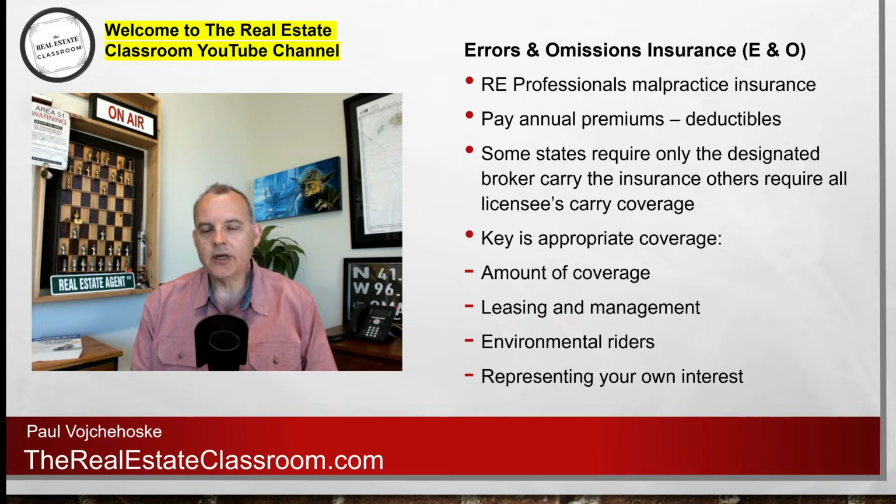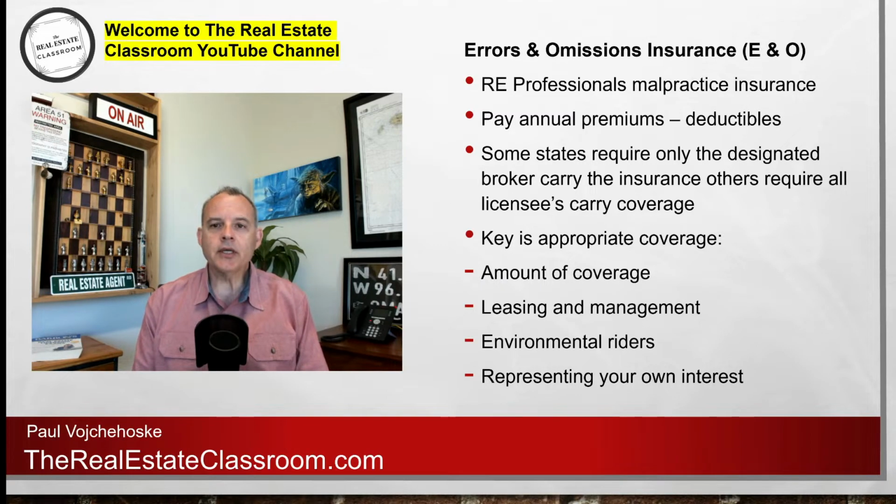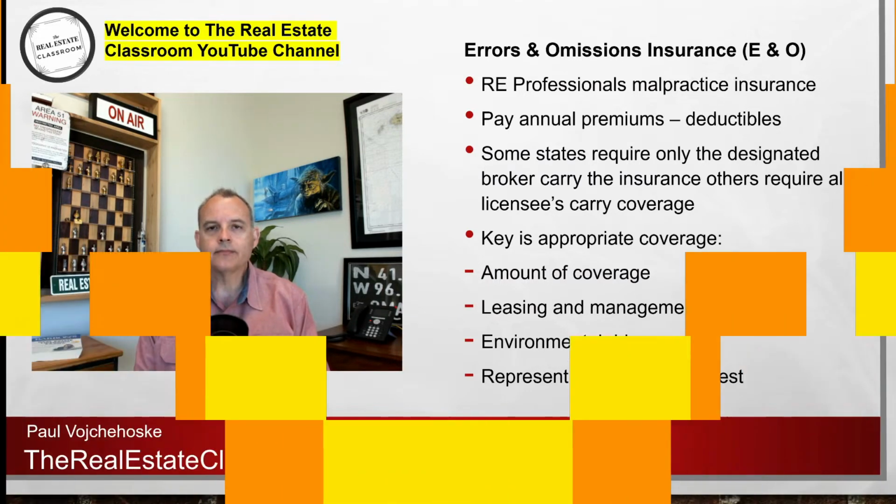In today's real estate exam prep video, we're going to discuss a type of insurance that you have to know about because you probably have to have it. It's called Errors and Omissions Insurance, commonly referred to in the industry as E&O insurance. And we're going to talk about this type of insurance right now.